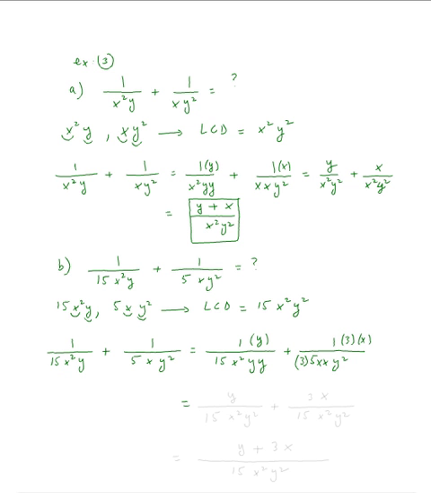Now this is 1 times y is y over 15x squared y squared plus 1 times 3 times x is 3x over 3 times 5 is 15 x squared y squared. And all I need to do now at the top, because we have the same denominator, which is 15x squared y squared, is add. Now this is going to become y plus 3x. And we're done with these two examples.